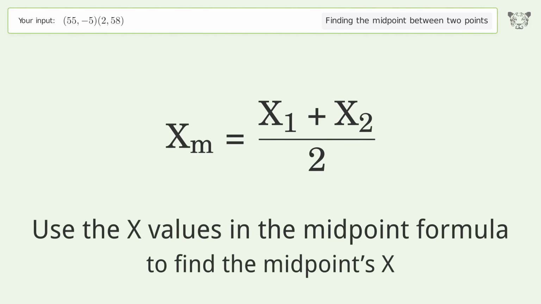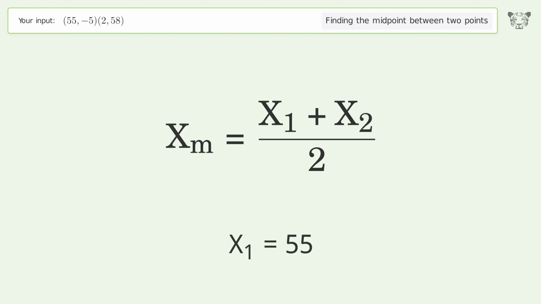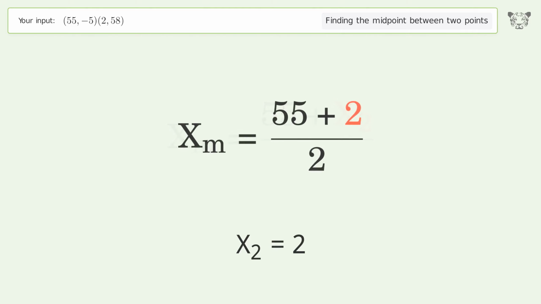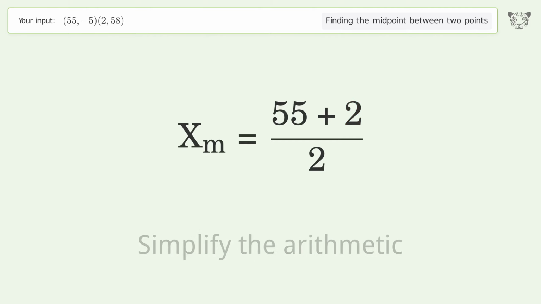Use the x values in the midpoint formula to find the midpoints x. x1 equals 55. x2 equals 2. Simplify the arithmetic.